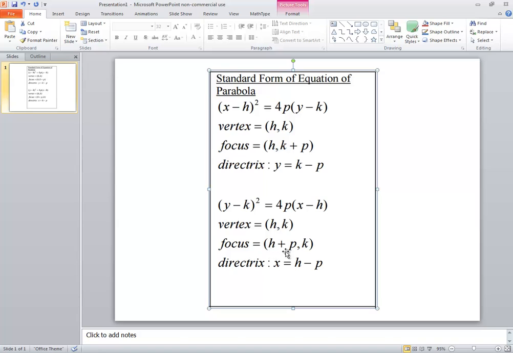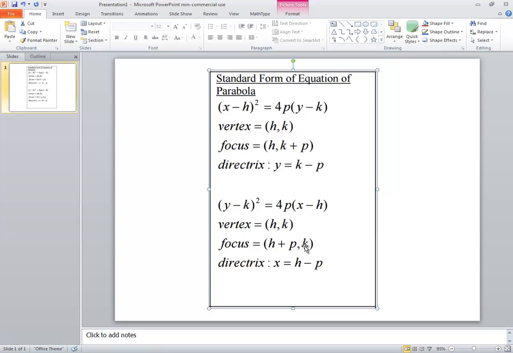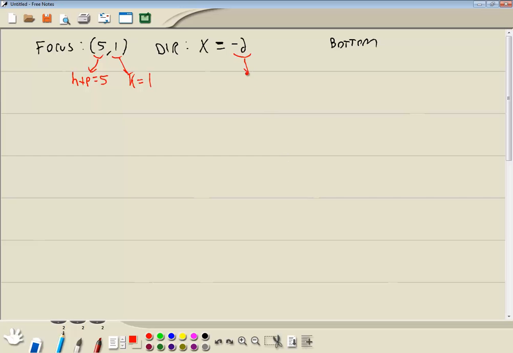Our focus is (h plus p, k). So this is h plus p, so h plus p is equal to 5. And this is k, so k is equal to 1. And our directrix is x equals h minus p. So this is h minus p, so h minus p is equal to -2.